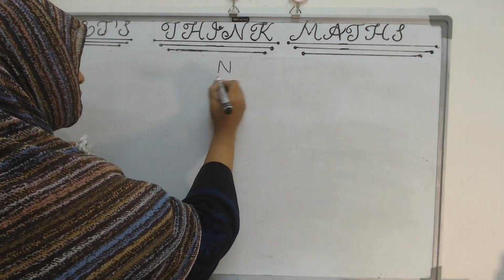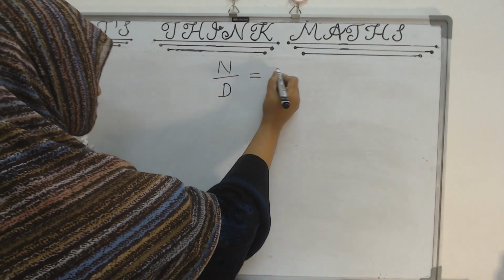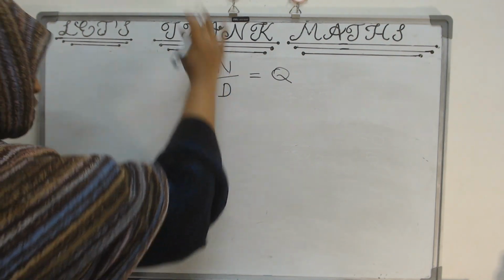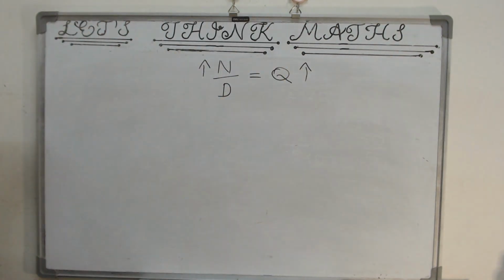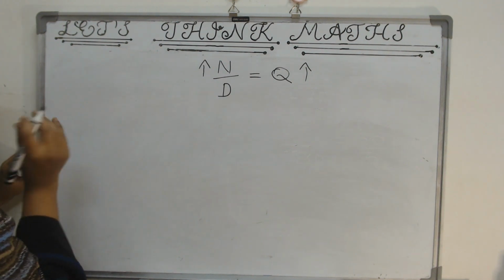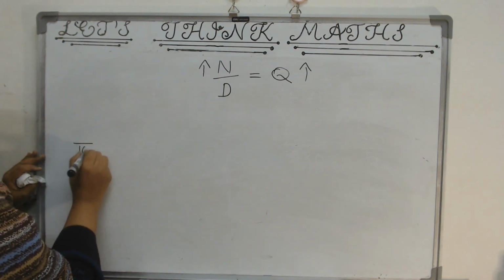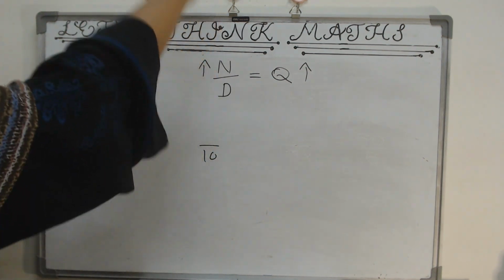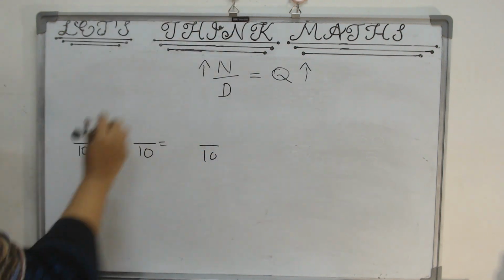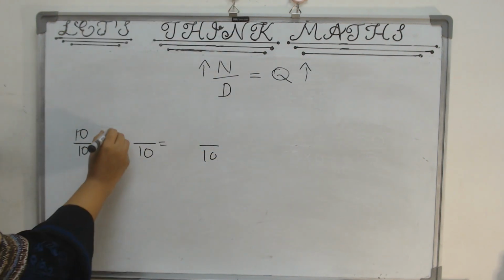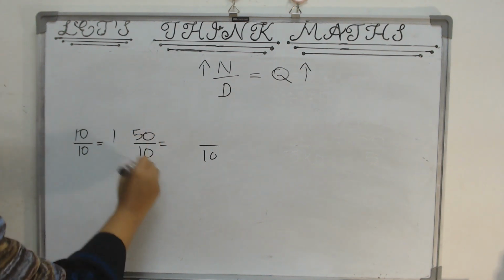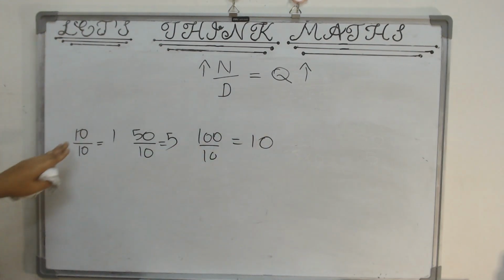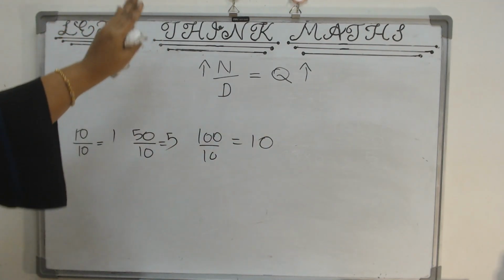If you have a numerator and a denominator in a fraction and you have the quotient, then you will notice that whenever the numerator increases, the quotient also increases. Let me show you one example. We will keep the divisor constant and we will keep on increasing the numerator and we will see the quotient also increasing. First, 10 divided by 10, 1. 50 divided by 10, 5. 100 divided by 10, 10. So you see, numerator increasing, answer is also increasing.